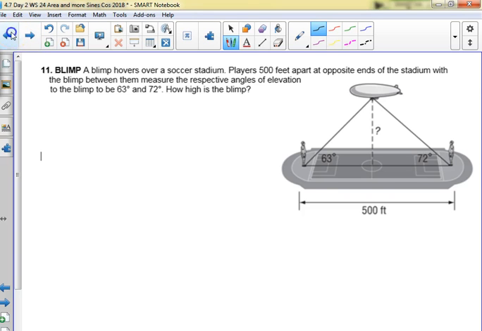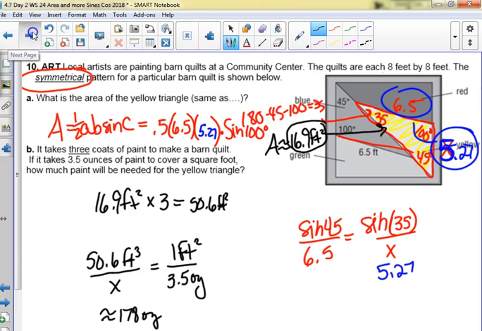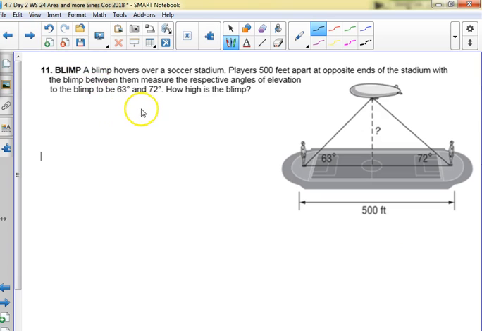All right, moving on. Hope you got that one done. This one says, we have a picture here. How high is the blimp? Right down the middle. This one always stumps students because they want to think that it splits this 250 and 250, and it does not. Okay, can't do that.